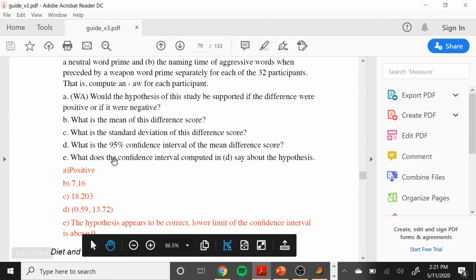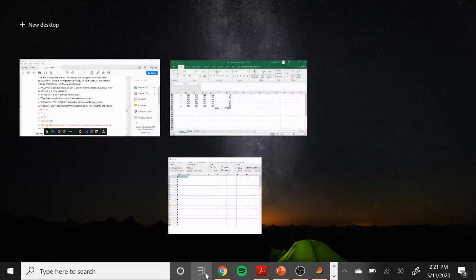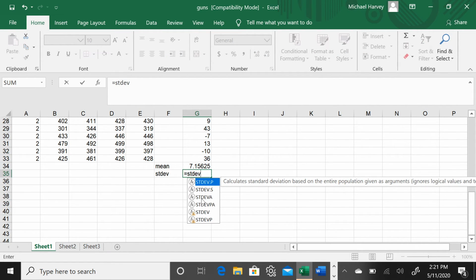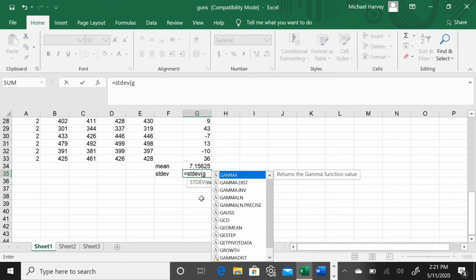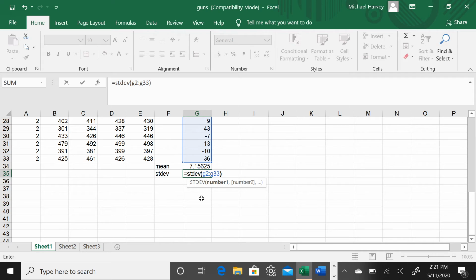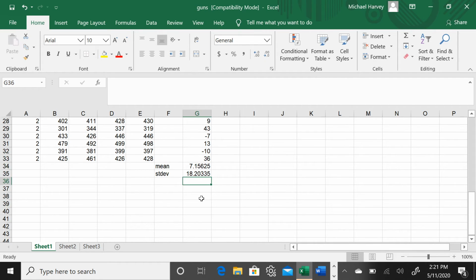All right, so we'll go ahead and do these other things because they're relatively quick, and we can do them in here. So we're going to need the standard deviation. I'll go ahead and put that. This is equal to STDEV of G2 to G33. That gives us the standard deviation.